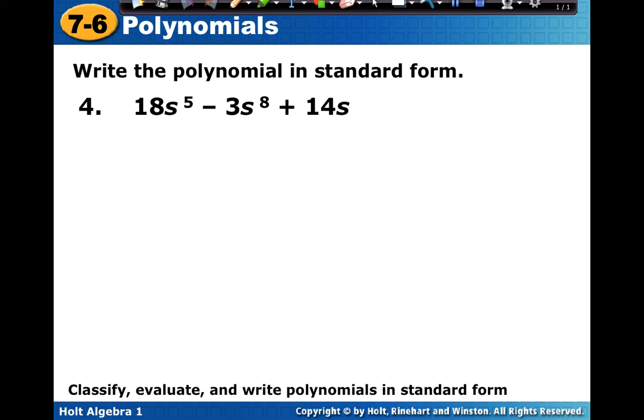All right, admittedly, these are pretty easy. This is the last example that we're going to look at with just simply standard form, and then we're going to move on to the next objective for the lesson. Go ahead and write this one down. Number 4 is 18s to the 5th minus 3s to the 8th plus 14s. Again, take a minute and try to write this one down on your own in descending order by the powers, or the exponents.